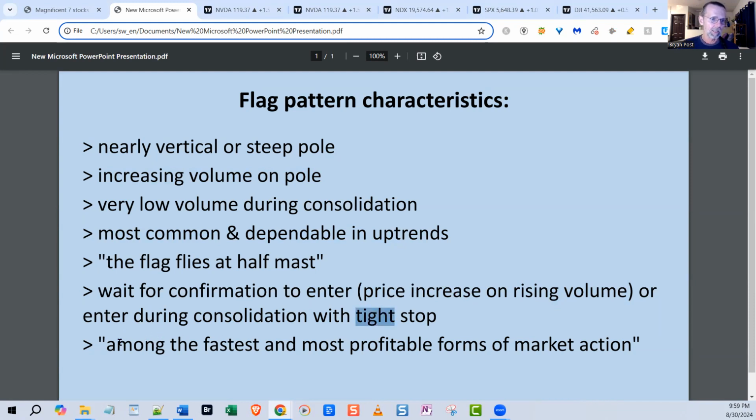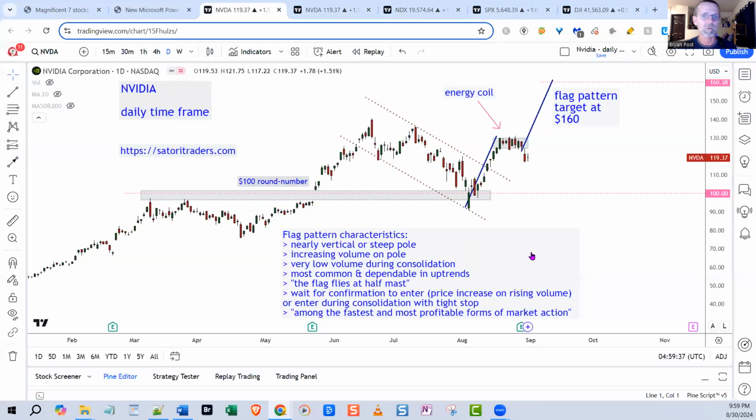Among the fastest and most profitable forms of market action. Well, you got my attention with that one. So anyway, this is the chart that we were looking at yesterday. There's the failure. When I did the video, it was late on the 28th, in the evening. I published it on the 29th, so this was yesterday's action. This is today's action. Clearly a failure of the flag pattern.